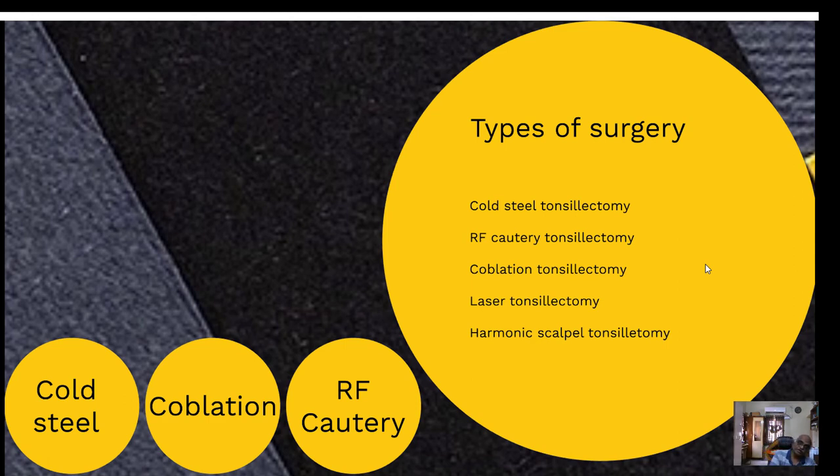But what happens is, this is actually a messy surgery. There was extensive bleeding after the surgery. So the guillotine method was abandoned. The currently used method is dissection and snare method using cold steel tonsillectomy. This is the commonly used procedure in all your institutions.